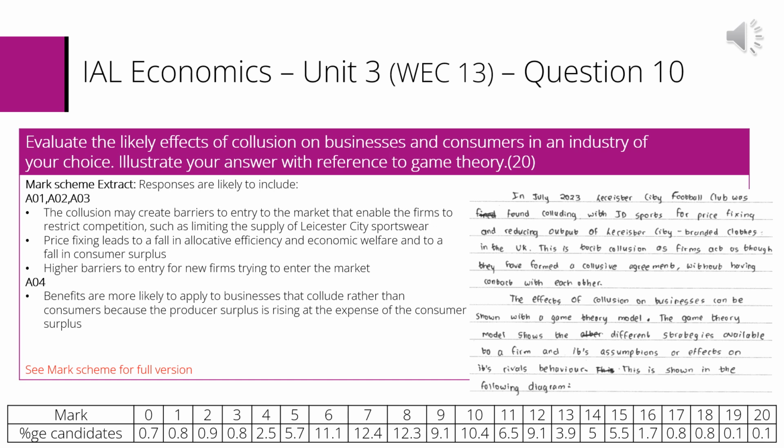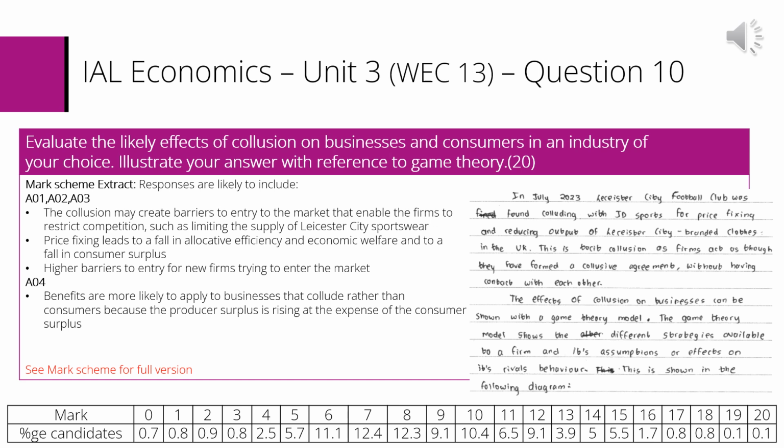To achieve a level 4 in this question, candidate responses need to refer to game theory with a diagram and reference the impacts to both consumers and producers in their answers. The reverse argument could be used for knowledge, application, understanding, or evaluation.